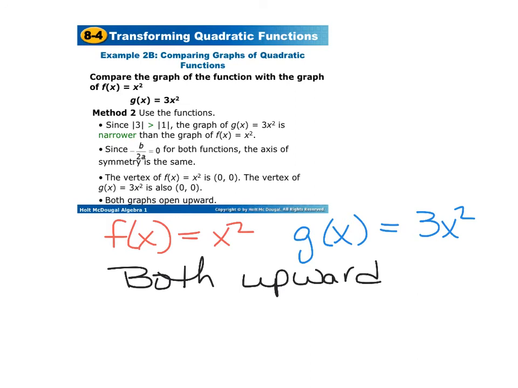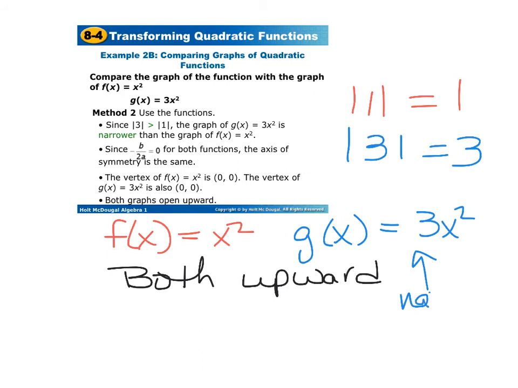Now, let's compare the numbers. So the red one is 1 and the blue one is 3. And again, you're taking the absolute value of these, but they're already both positive, so it doesn't really matter. Which one is the more narrow graph, red or blue? Blue. Okay, this one is more narrow because it's a bigger number. So this one's narrower, and this one's wider.